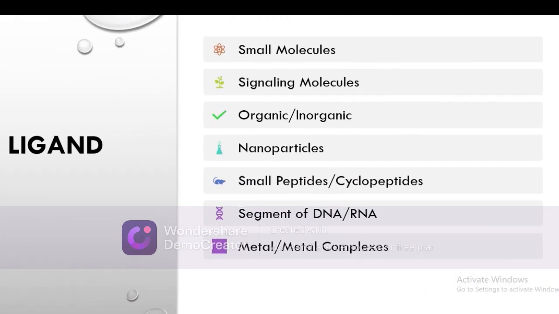So first of all we should know what is ligand. Ligands are small molecules. They are also called as signaling molecules, may be organic or inorganic in nature. Today we are going to use nanoparticles also as a ligand. Small peptides or cyclopeptides can also be used as a ligand or the segment of DNA or RNA, and sometimes metal or metal complexes may also be used as ligand.